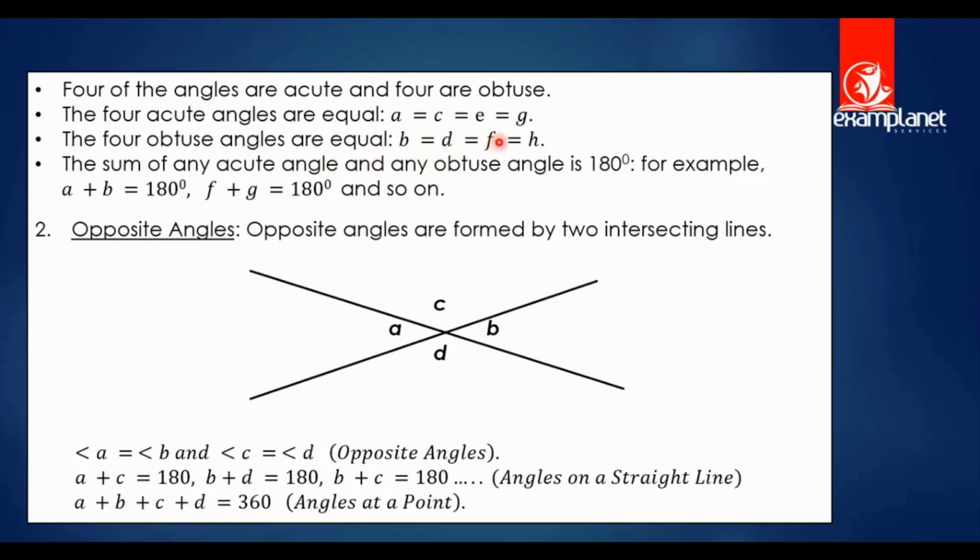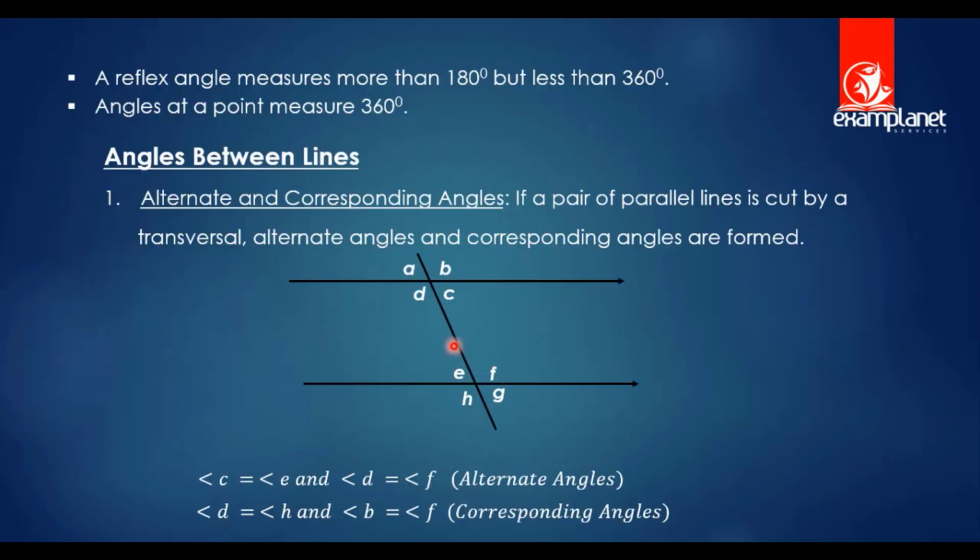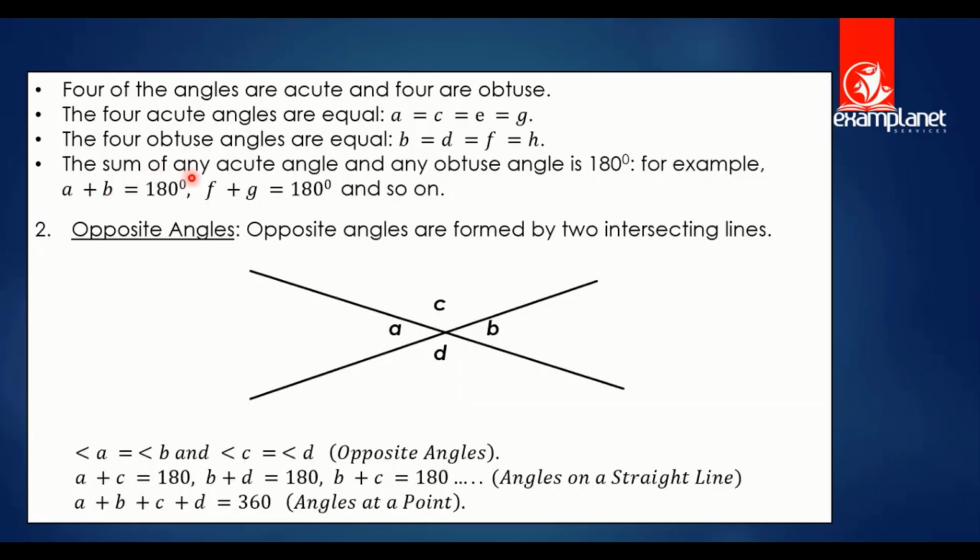Also all the 4 obtuse angles are equal. That is, B is equal to D, equal to F, and equal to H. As you can see here, B corresponding to H, they must be the same. D corresponding to F, they must be equal. So the 4 obtuse angles are also equal. Now the sum of any acute angle and any obtuse angle is 180 degrees. The sum of one acute and one obtuse is always 180 degrees.